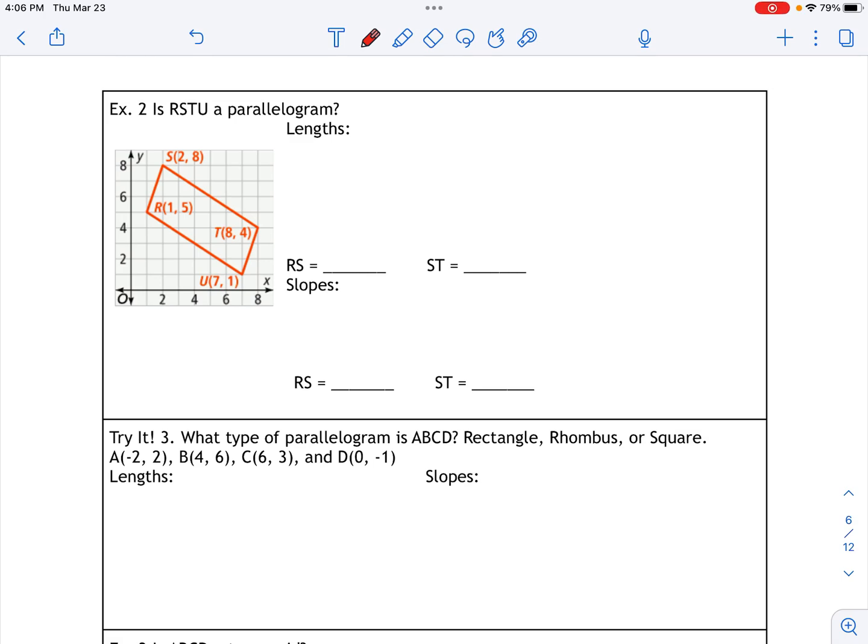Okay, welcome back to Unit 9, Day 2. We're doing polygons on the coordinate plane. So the first video focused on triangles. This second half of this lesson focuses on our quadrilaterals.